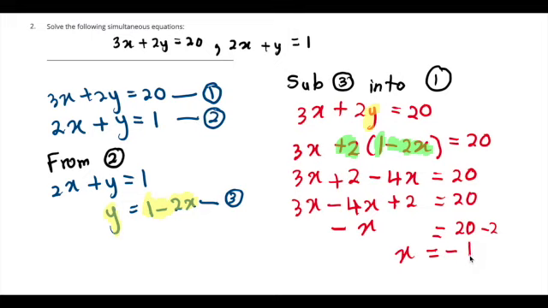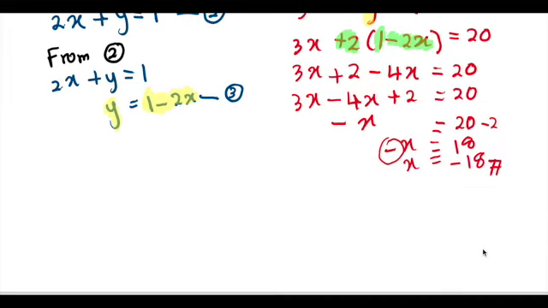So, 20 minus 2 is 18. To eliminate the negative, we multiply by negative on both sides. So we get x equals negative 18. Not finished yet. We need to find out the value of y. So substitute x equals negative 18 into equation 3.